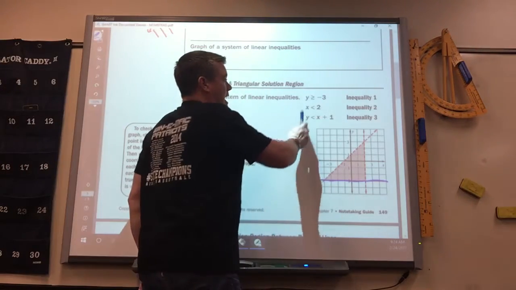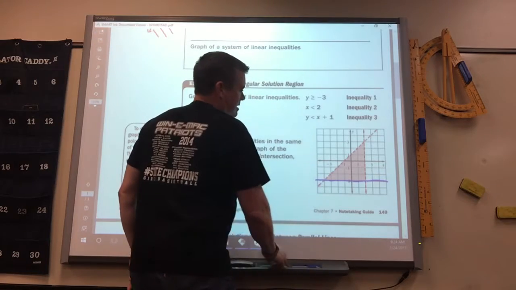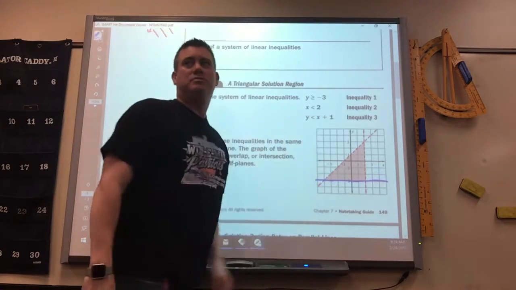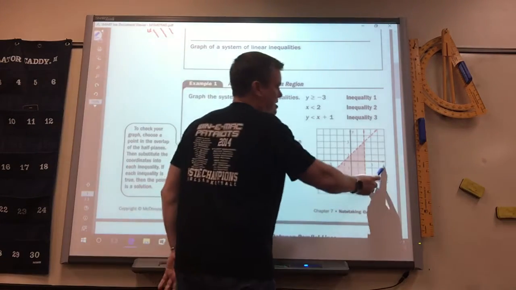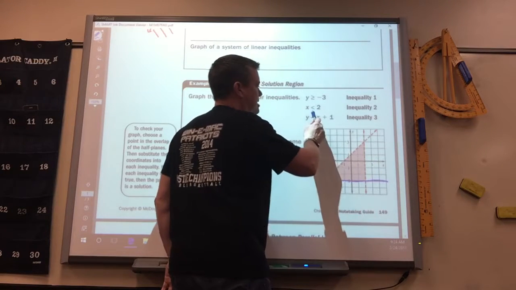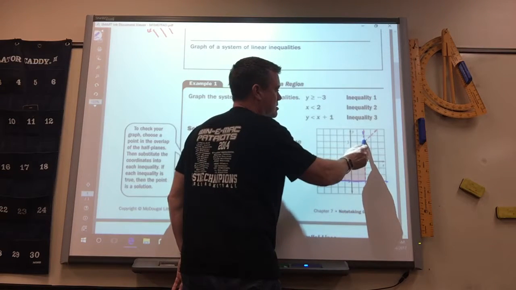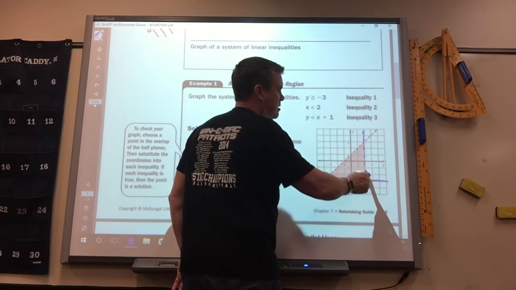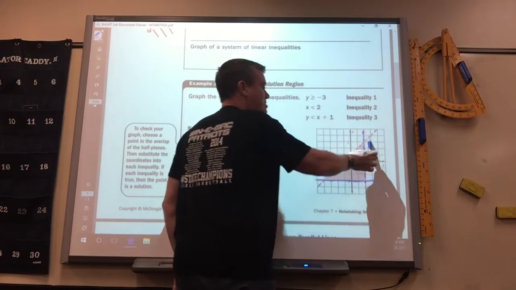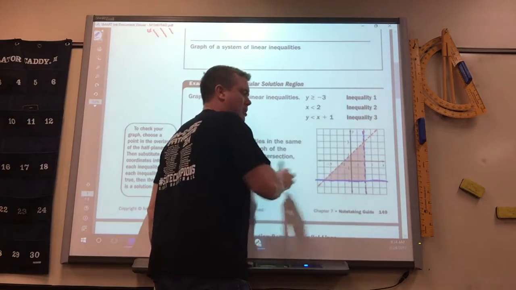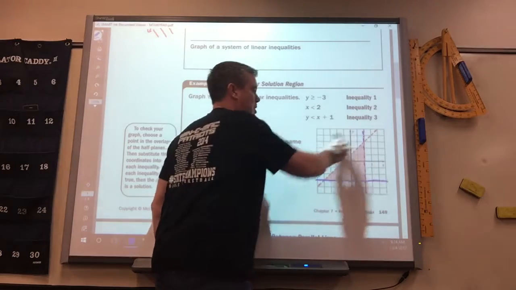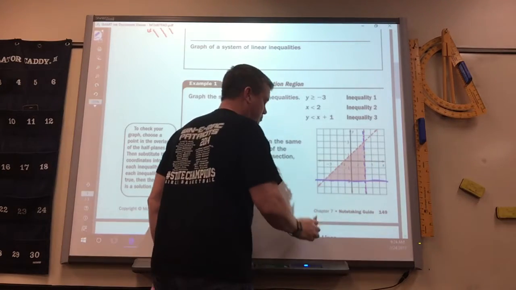Then this one, x is less than 2, crosses the x-axis at 2, and it's dotted. So you can see they've made a dotted line here. Less than is everything shaded this way. So this one was up, this one is this way, so now everything here is shaded.